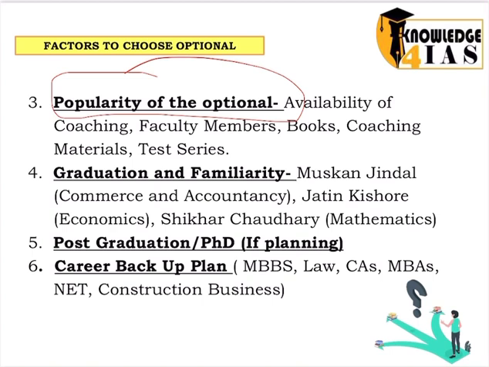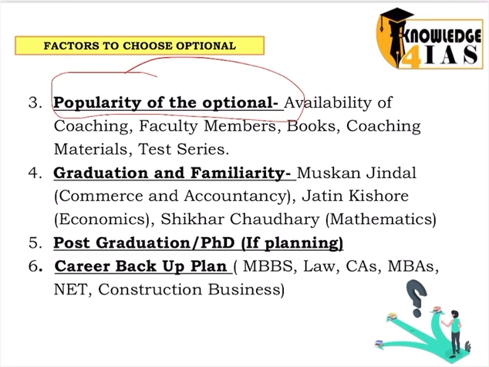If you go for an optional paper, say for example you choose a literature paper, then you will face difficulty in finding good books for it. You will find difficulty in finding a good teacher for that literature paper. I'm just quoting an example here: go for that optional which is a little popular. Again, this is one of the factors and not the only factor.